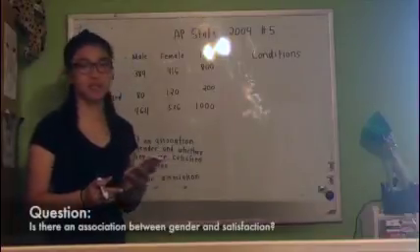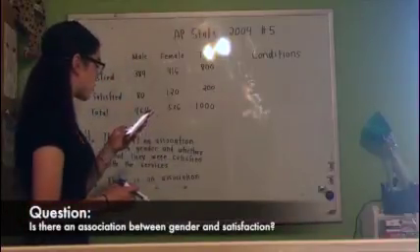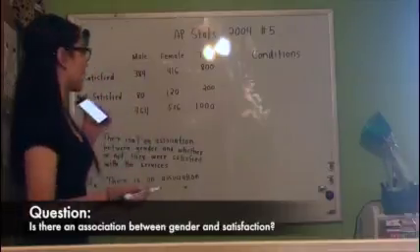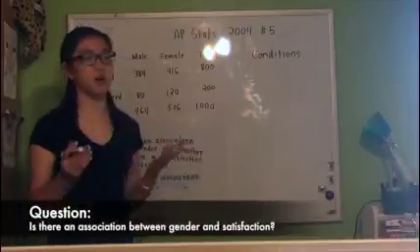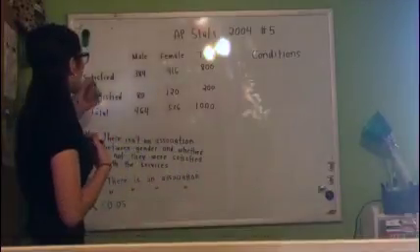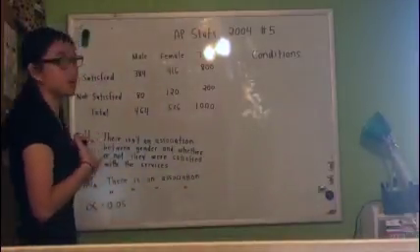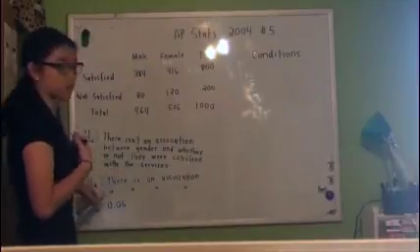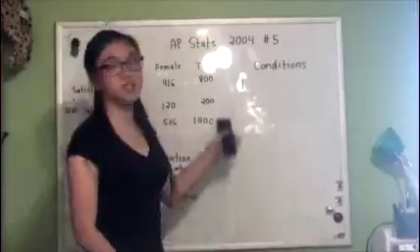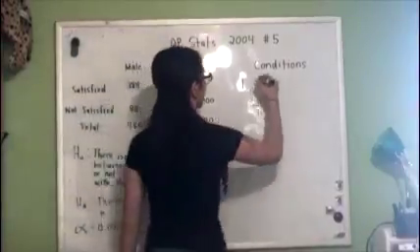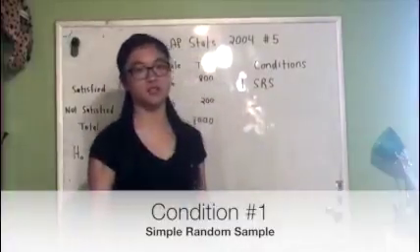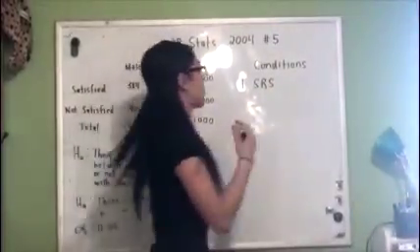So this question is asking us to see if there's actually an association between gender and if they're actually satisfied with the services. So since we're doing a stats test, we have to have the null hypothesis and the alternative hypothesis. Okay. So for every chi-square test in stat, we have these 3 conditions. And of course, the first one is an SRS. And in this problem, the SRS, which is simple random sample, was stated.